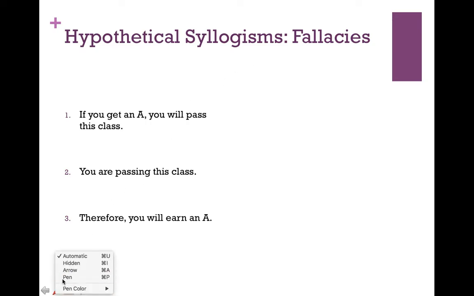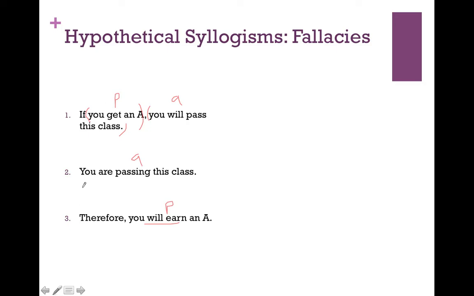And let's see if we can figure out what's the logical form of this. You get an A, right? And we're going to let that be P. You pass the class, and we're going to let that be Q. And then you are passing, we'll put a Q here, you will earn an A. Look, you will earn an A, that's the same as you get an A. So the form of this is if P, then Q, Q, therefore P. But you should hopefully be able to see the fallacy here in this way of reasoning.